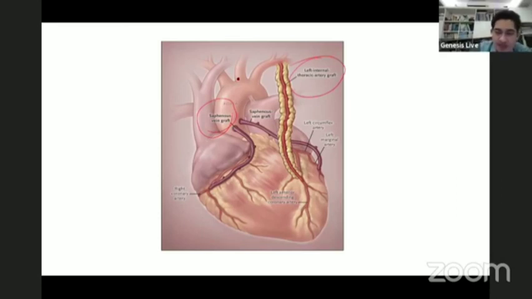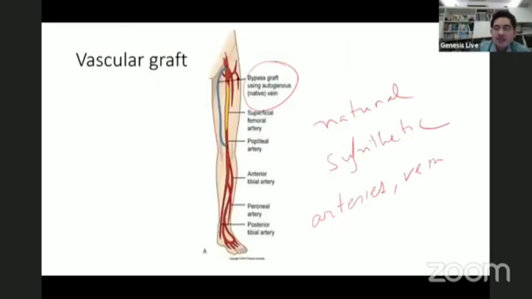And then comes the synthetic ones. For the synthetic, we use PTFE, different Dacron, different chemicals that make up something which looks like the vessels, and you use the synthetic. Most of them, what happens is, for example, if the patient has something like an aortic aneurysm, because you don't have a vessel that big.